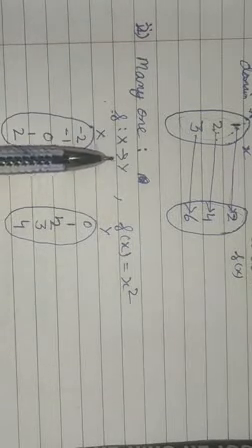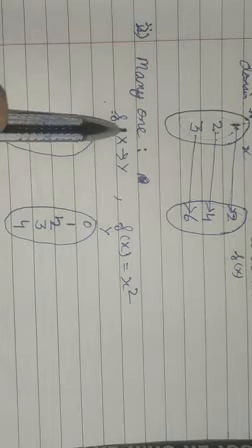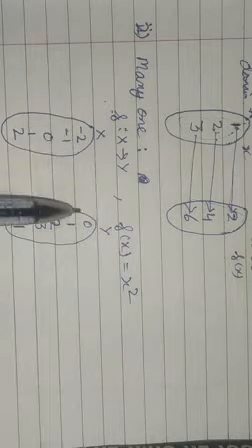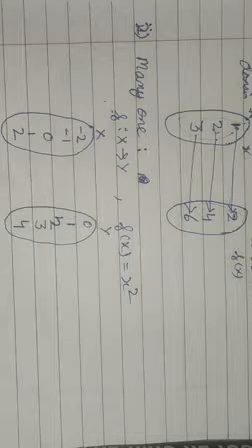Now many-one function, as the name suggests, many-one means if more than two elements have the same image, then it is called many-one function.